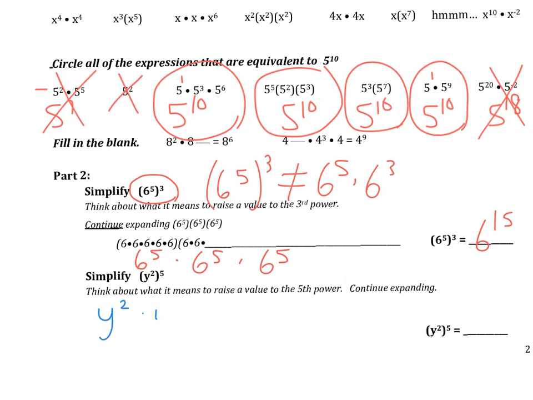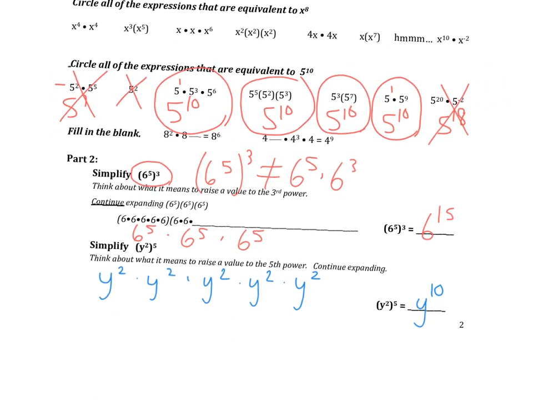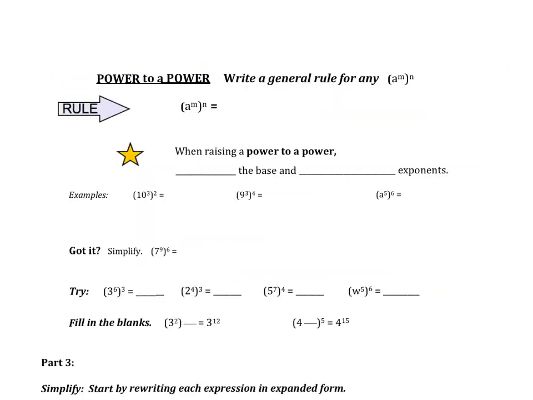That's like y squared times y squared times y squared times y squared times y squared. All right, so think back to your multiplication rule. Keep the base, add the powers. That's y to the 10th. How do you get 10 from 2 and 5? Think about that. This leads us to our rule.